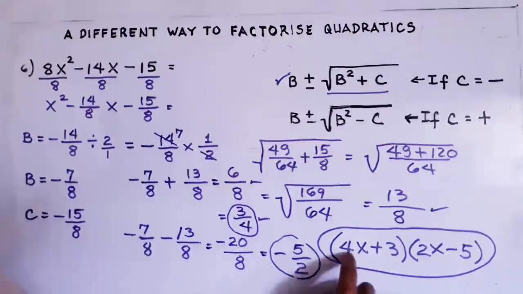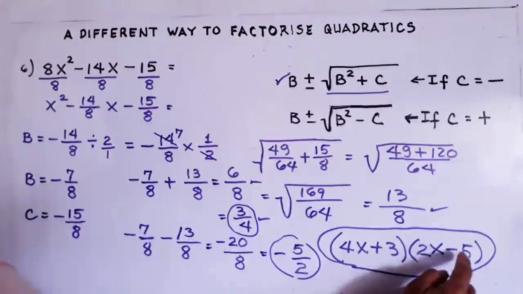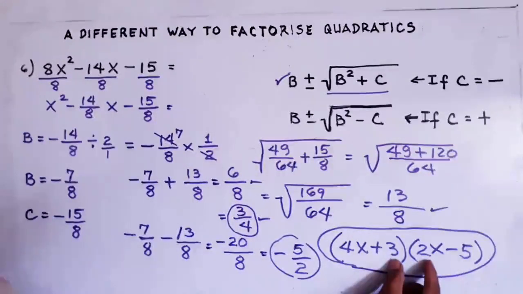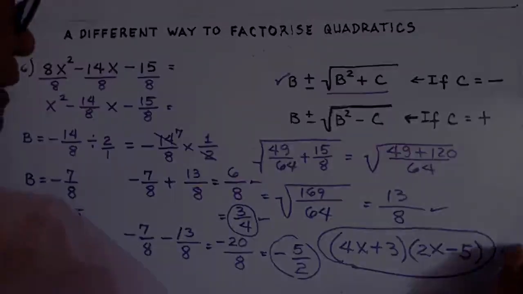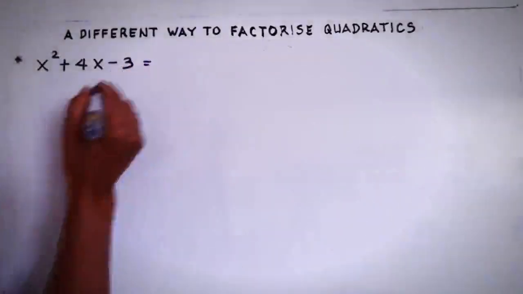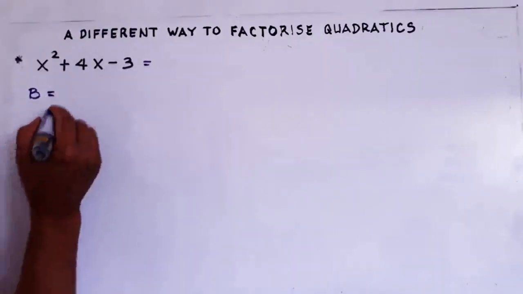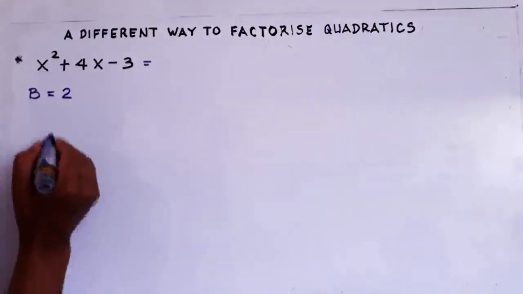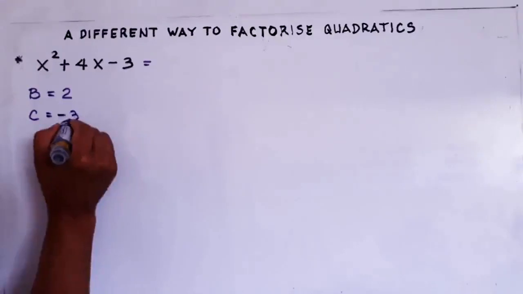And let's check. 4x times 2x is 8x squared. 3 times negative 5 is negative 15. This one is 6x minus 20x is negative 14x. Check. A is 1, there's no problem. So we'll just get the b. Our b here is 4 divided by 2 is 2. Our c is negative 3.